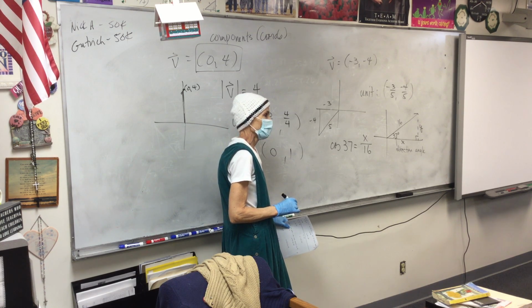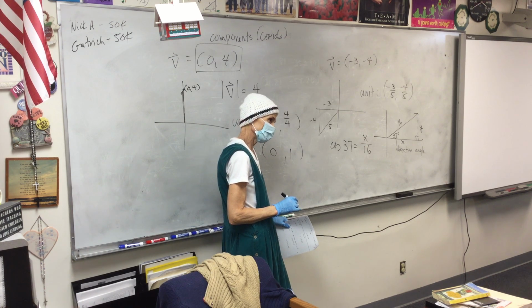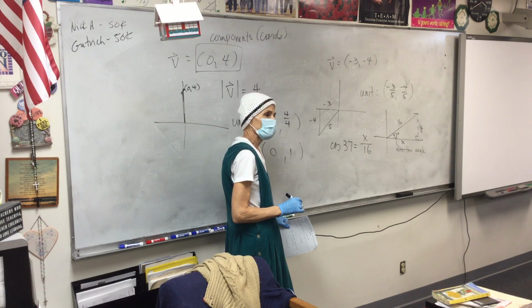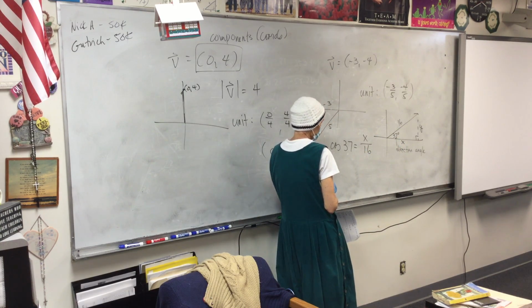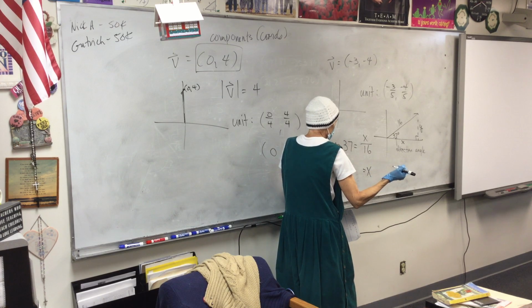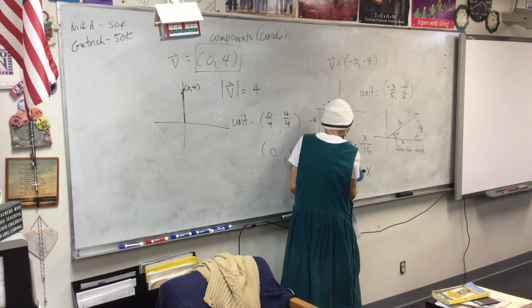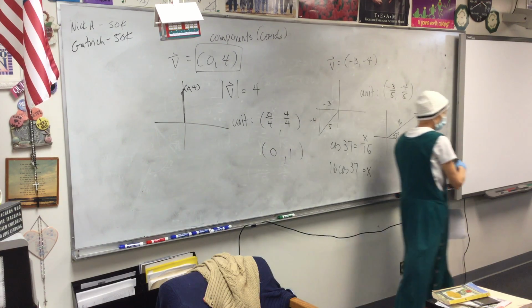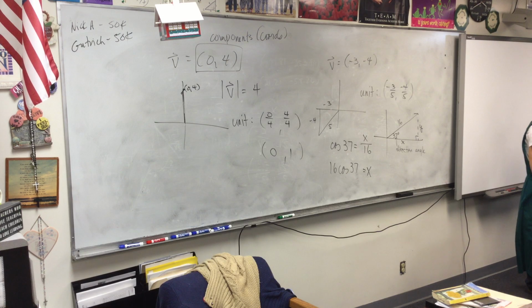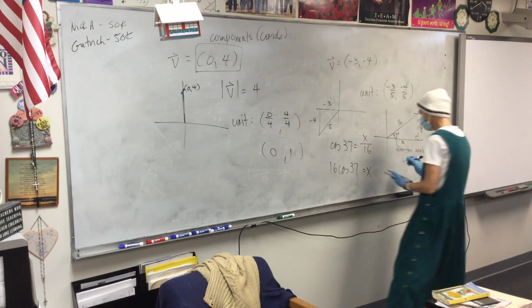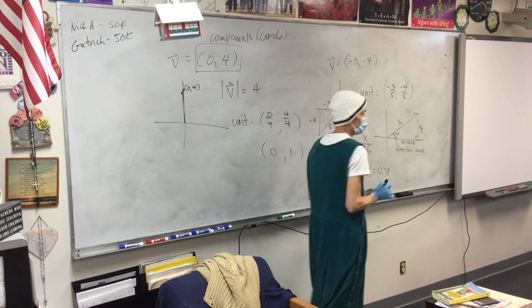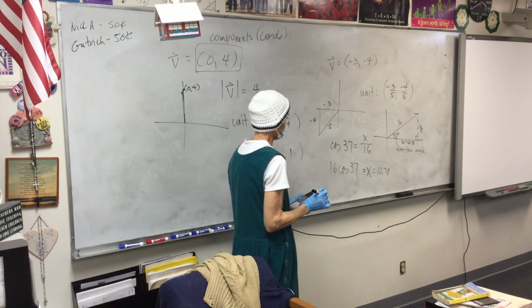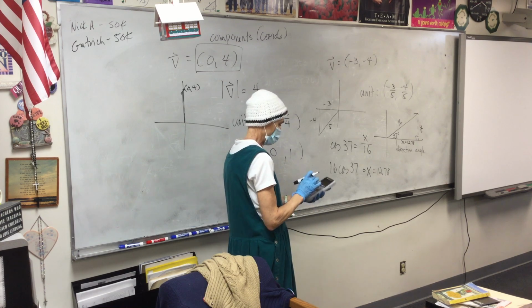All right, here we go. How do we solve that? Cosine 37 equals adjacent over hypotenuse. How do I figure out what X is? Multiply by, so 16 cosine 37 will be my X value. Type that in on my calculator. 16 cosine 37. I got 12.78.